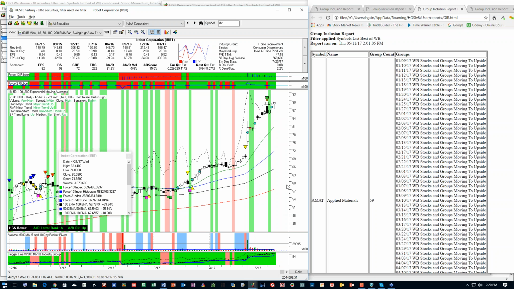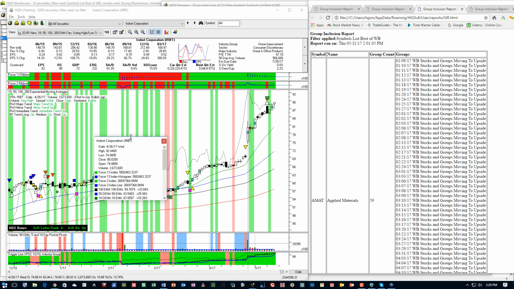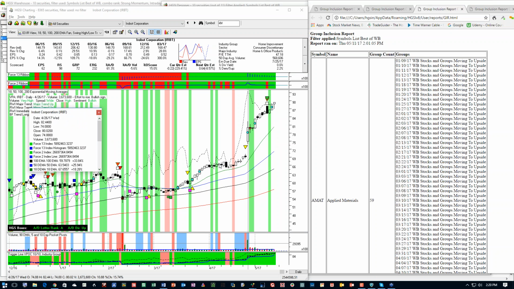And you see this once in a while. Low volume, but yet the stock continues to rise because every bit of selling is met with purchases. I really can't tell you why it didn't show up in the list, but no, it's a great stock. You can see the groups moving up too. Okay. Now let me run just a regular group inclusion report.